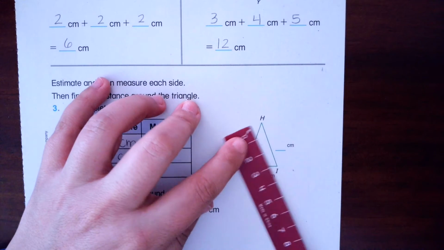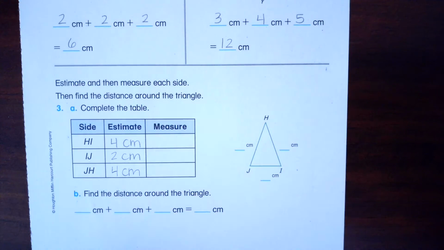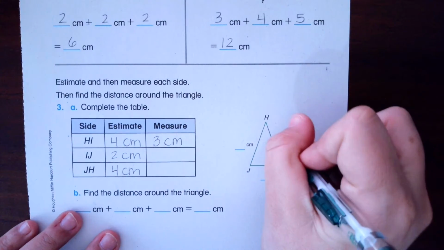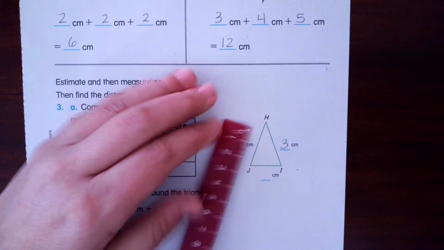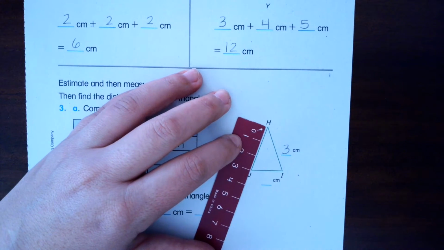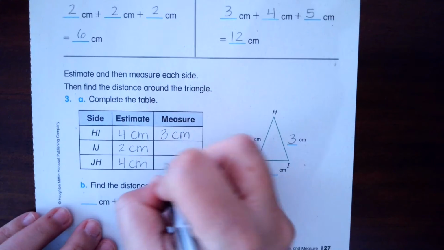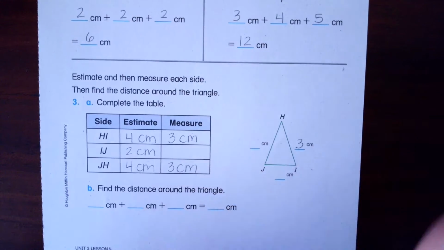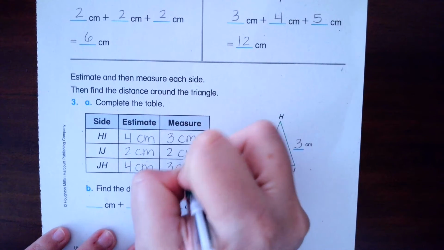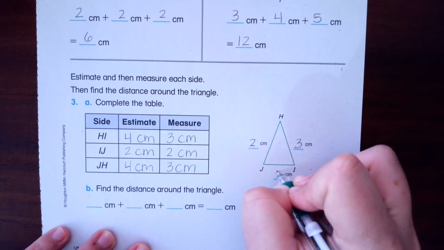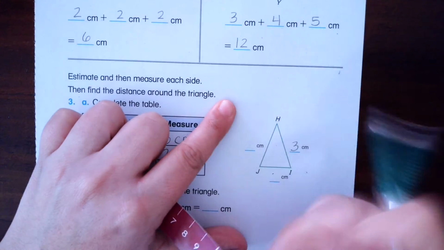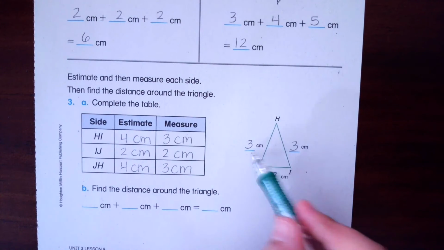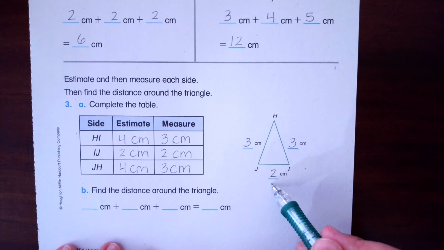So if I measure HI, I get 3 centimeters. Now, I still have to measure this side because I'm not sure it's the same, but it is indeed the same. And then the last one is 2 centimeters. Whoops, that's not right. So both of these sides are 3, and then the smaller side is 2.